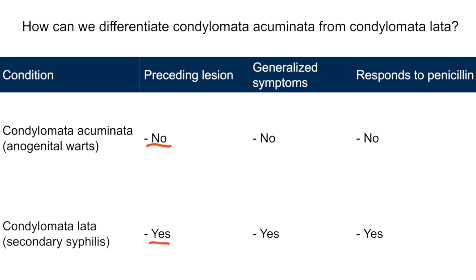In patients with condylomata acuminata, the genital warts, systemic symptoms don't present, such as fever or rash, whereas you would expect those in syphilis. In condylomata lata, however, patients will often have a fever, malaise, and a widespread maculopapular rash affecting the palms and soles. Finally, the response to treatment can be a way of ensuring if the correct diagnosis was made. Condylomata acuminata will not respond to penicillin, while condylomata lata will.